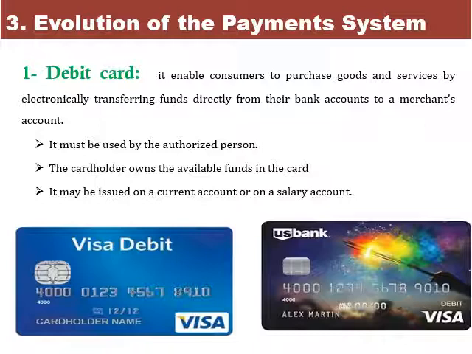But here we have some notes. These cards can be only used by the authorized person whose name appears on the card. So here, the card holder name must appear, as we can see here. So this is the only person who is allowed to use this card, and also this person owns the available funds in this card. Also, this type of cards may be issued on current account or on a salary account.